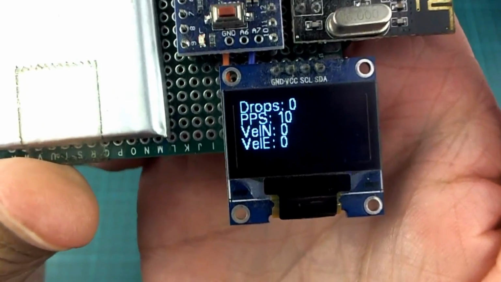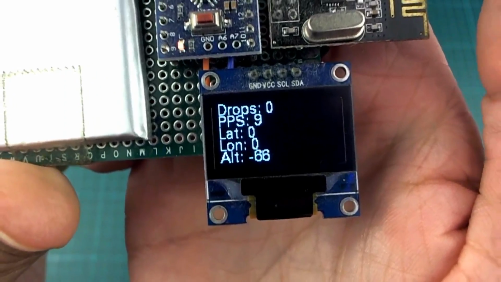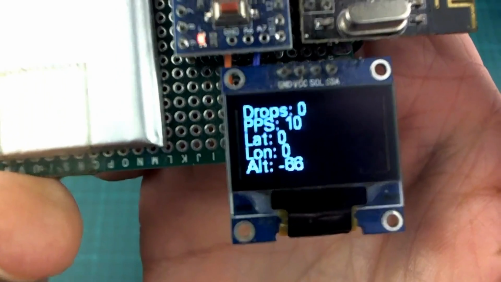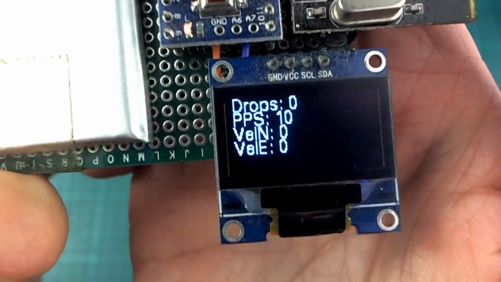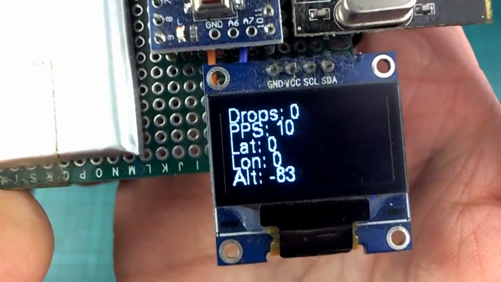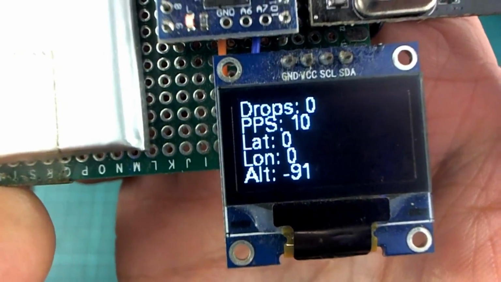Okay, so I've just put the tag out on the veranda. Still nothing coming in yet. The signal has to go through quite a few walls now to get here, so we're only getting 10 or 11 packets per second, but it should have some decent GPS reception now.